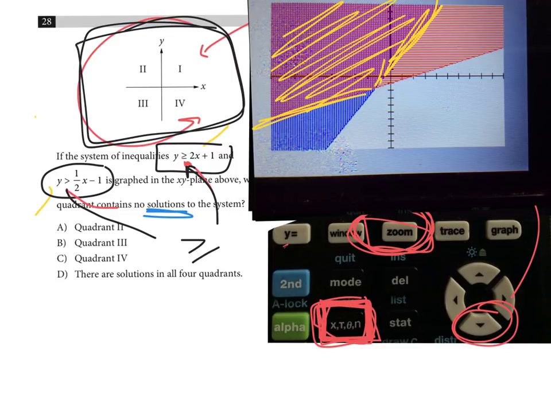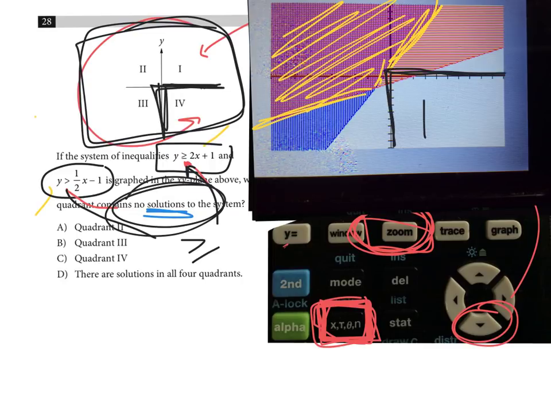This particular question says, in which quadrant are there no solutions? And if you notice, the solution area stays out of this quadrant down here, which happens to be quadrant 4. So the answer is answer choice C. That's a way of answering this question by using your graphing calculator.